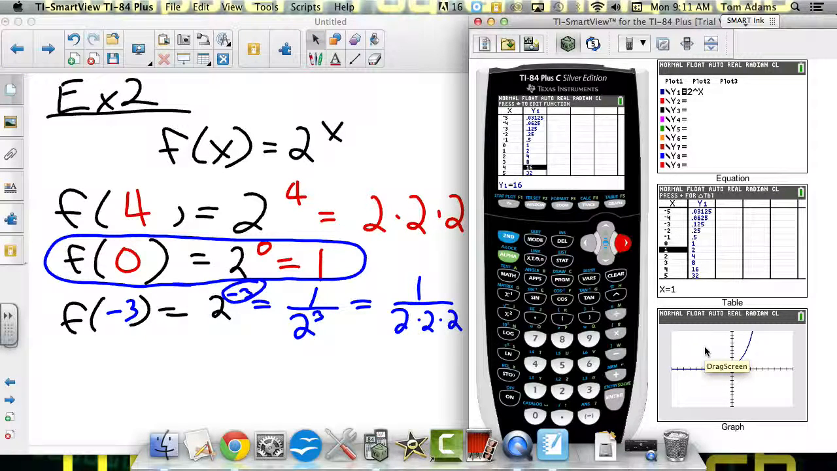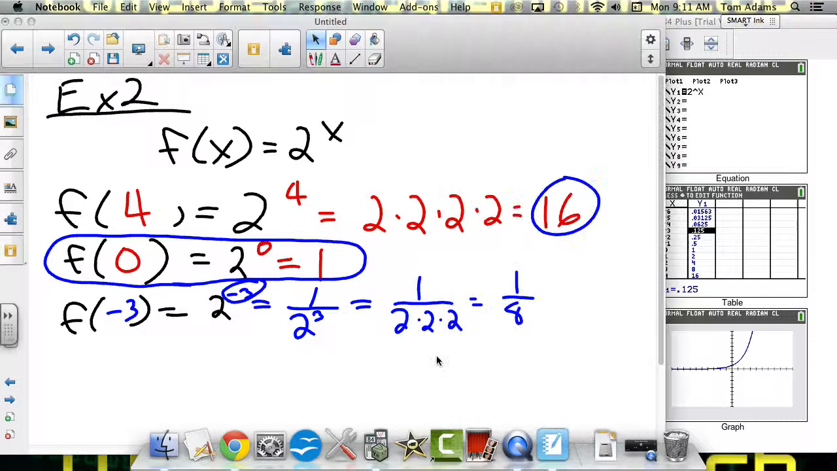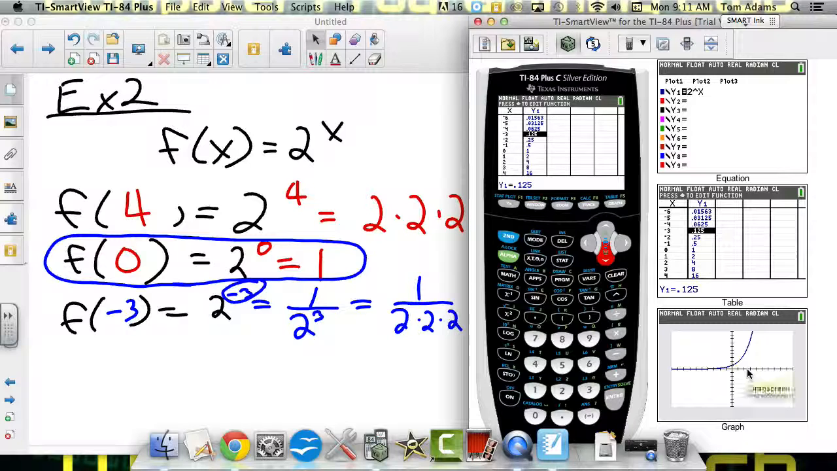Okay? And then when we plugged in -3, we got 0.125, but we said that that was 1 over 8. So how could I verify that? I mean, that is what it is, but how do I verify that on the calculator? Well, I could quit here and say like 1 divided by 8, and that would give me my 0.25. Does that make sense? Any questions on that?